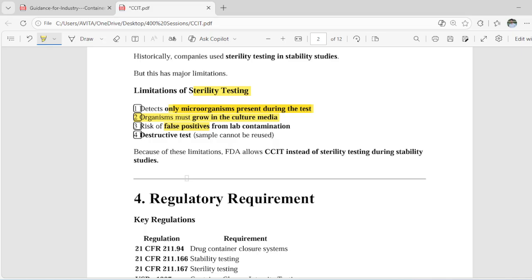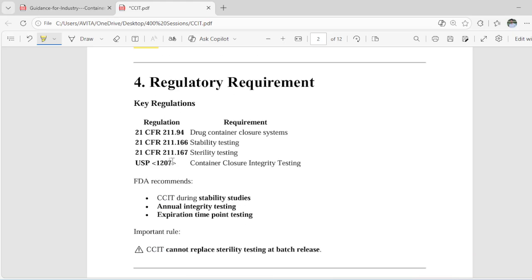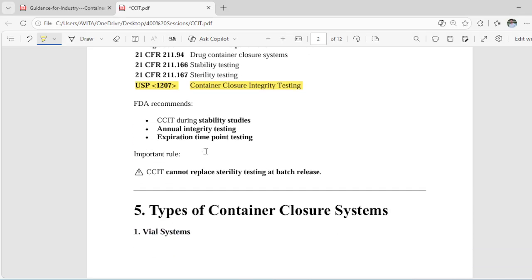And because of these limitations, the FDA allows the container closure integrity test instead of sterility testing during stability studies. Then what are the regulatory requirements? The key regulations and their requirements. In that, you need to remember this one: USP 1207, which is related to container closure integrity testing. You can also remember the rest of these, but they are not that important.